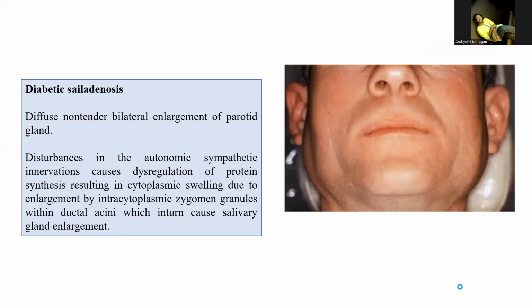Next is diabetic sialadenosis. This is a non-tender, diffuse, bilateral enlargement of the parotid gland. The disturbances in the autonomic sympathetic innervation cause a dysregulation of protein synthesis, resulting in cytoplasmic swelling due to the enlargement of intracytoplasmic zymogen granules within the ductal acini, which in turn causes the salivary gland enlargement.